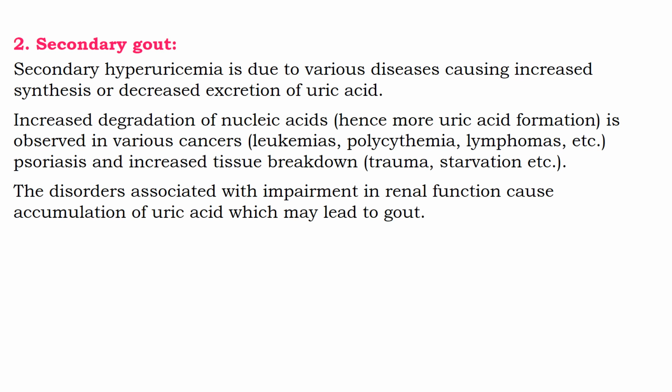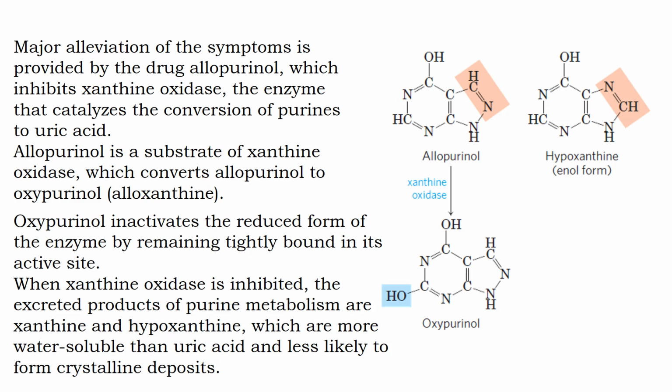These disorders are also associated with impairment of renal functions, and this will cause accumulation of uric acid because of reduced uric acid excretion. If there is a lack of this excretion, then the uric acid will leak into the tissues, and this will end up in the formation of gout, a metabolic disorder.